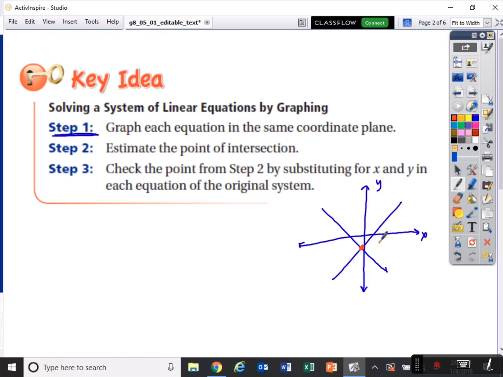A lot of times we'll be able to get the exact point because it'll be on a corner and we'll know for sure what it is. But sometimes it won't be on an exact point. Sometimes it'll be a decimal. So that's why they say estimate. Just guess as close as you can. You're not going to be able to get an exact decimal by looking at a graph.